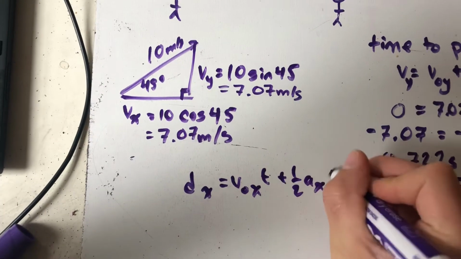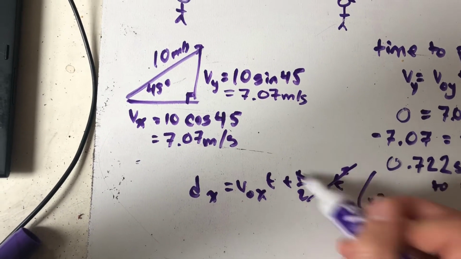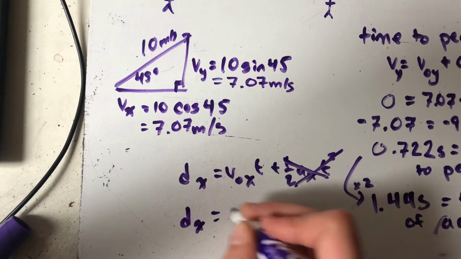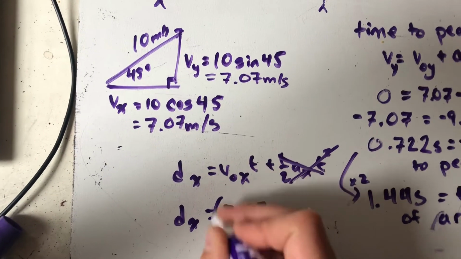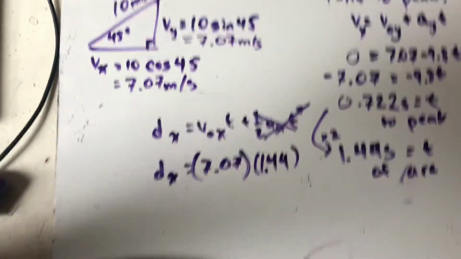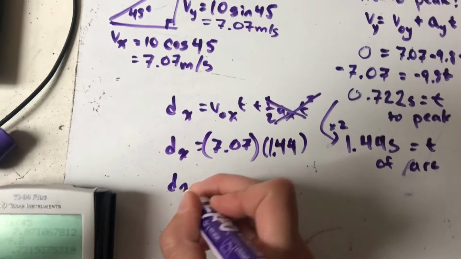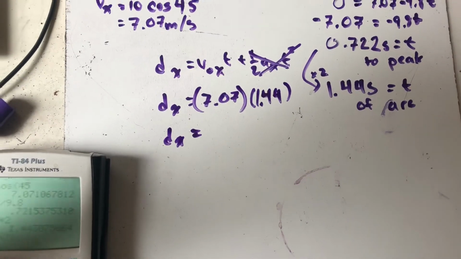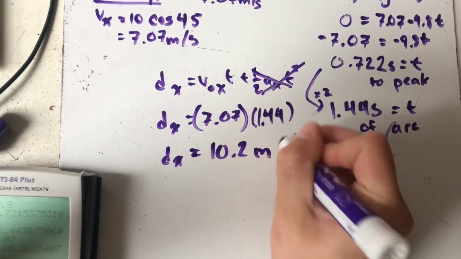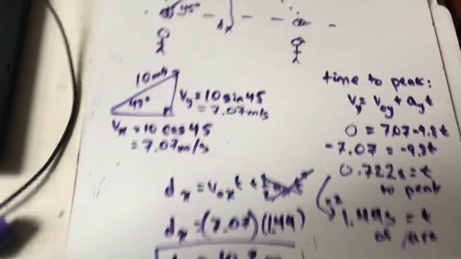Vx t plus 1/2 ax t squared, but that's 0 because there's no horizontal acceleration. So dx is just going to equal 7.07 times 1.44. And that's your horizontal range. Woohoo, 10.2 meters is how far away Jill needs to stand. It's pretty far.